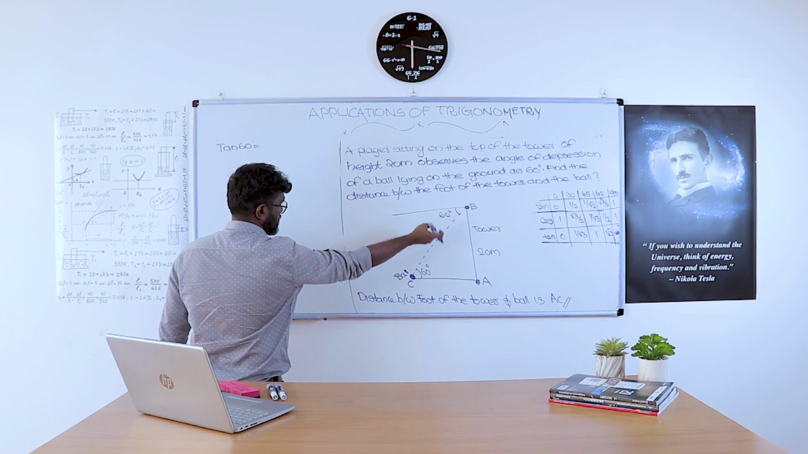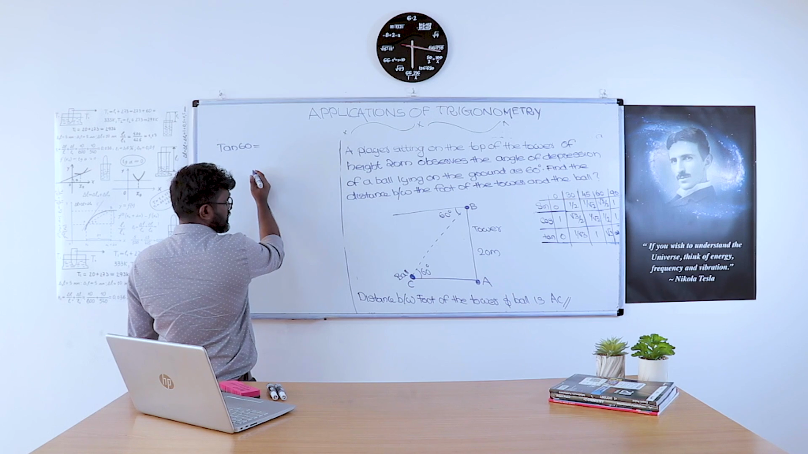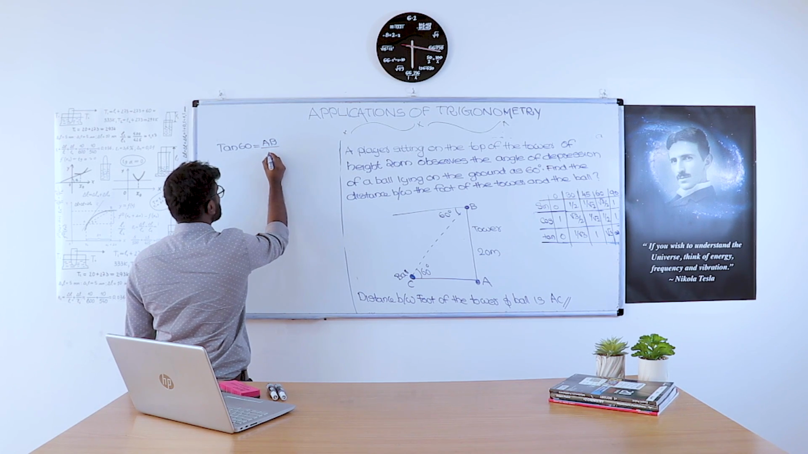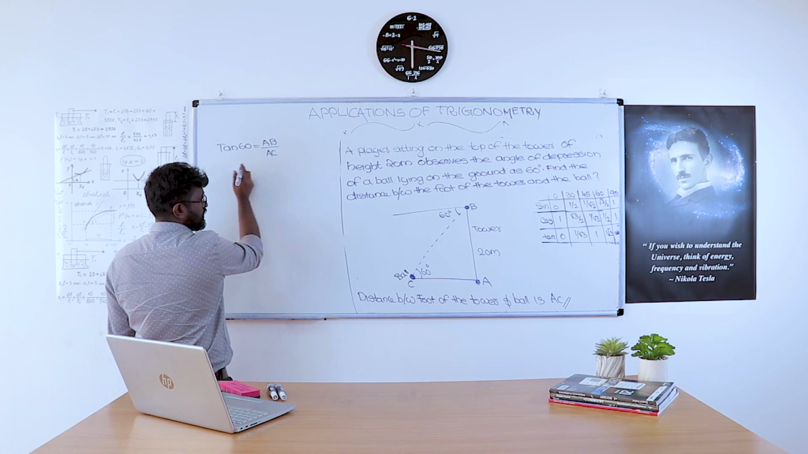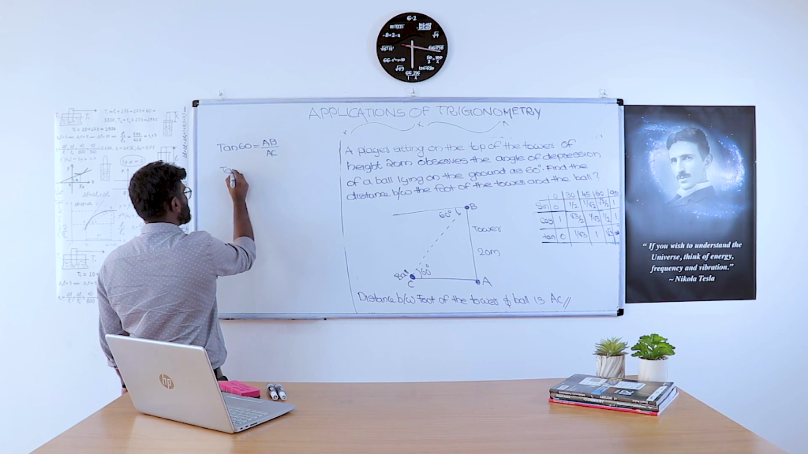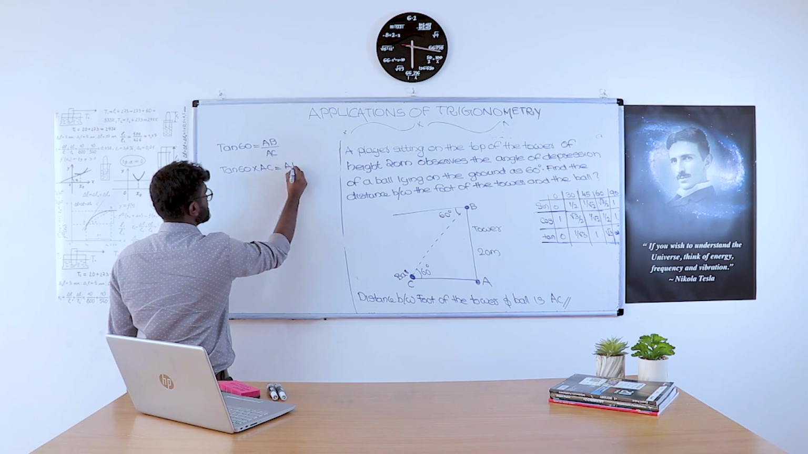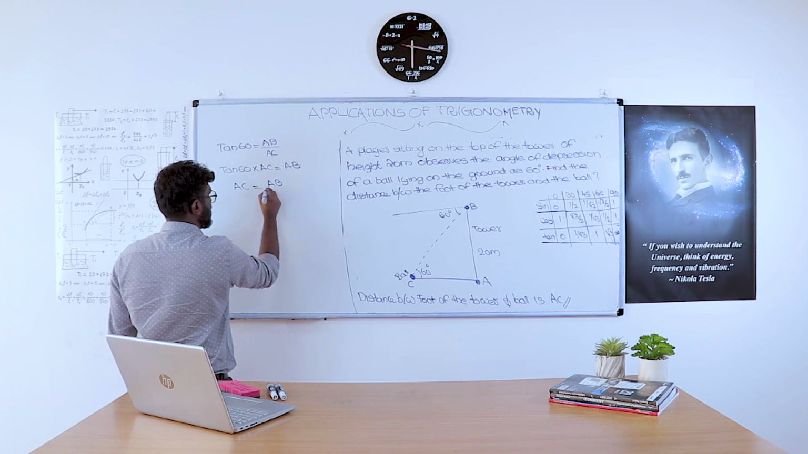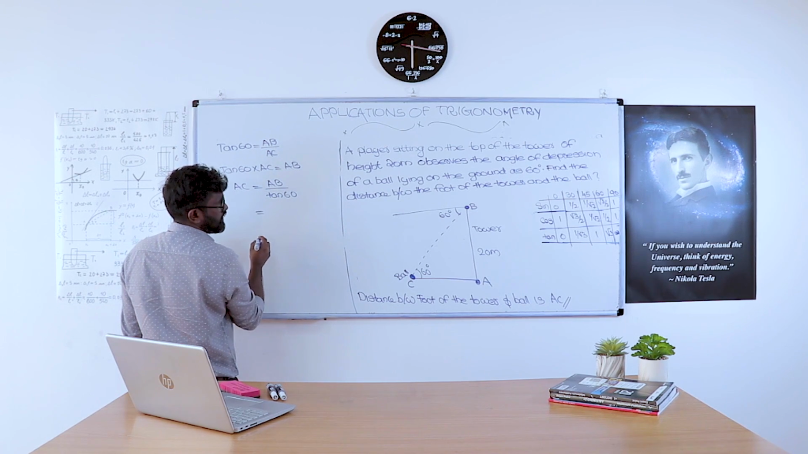This is the angle of depression, right? This angle of depression is 60 degree, this is also 60 degree. Tan of an angle is opposite side by adjacent side. Opposite side is AB, adjacent side is AC. So we want to find out AC. Tan 60 into AC equals AB. So AC equals AB by tan 60.